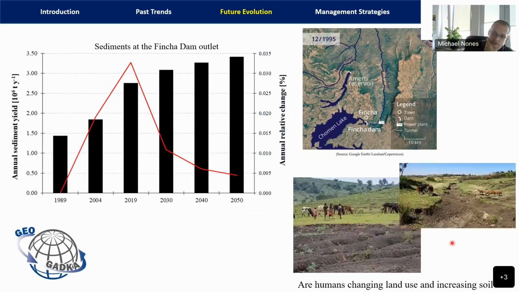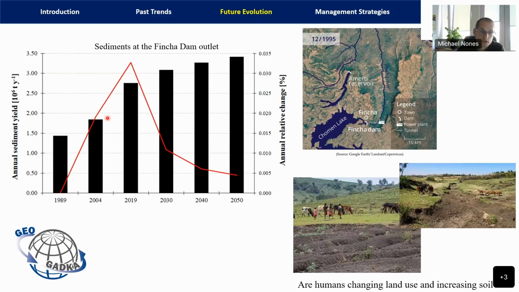How to answer this question about increasing soil loss? So we use a mathematical model to simulate the sediments detached from the basin, from the hillslopes, and moving towards the Fincha dam outlet, which is the dam that basically stops the Fincha River, this big river in the middle of the basin. We selected this outlet because there is some information about the water flow and sediments at the outlet of the dam, so we were able to calibrate the model.